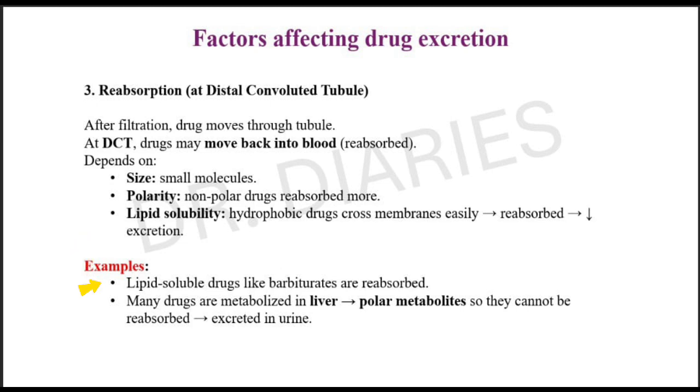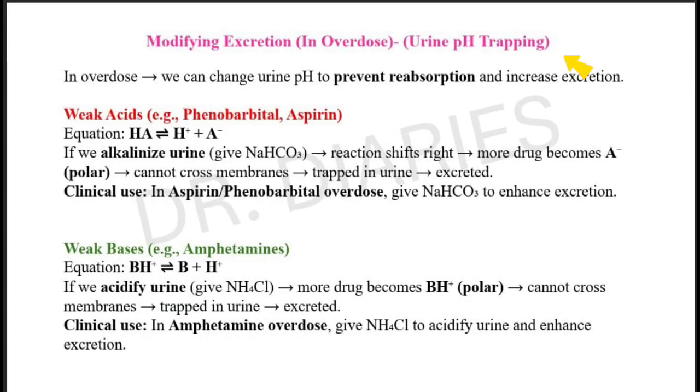Excretion. Examples: lipid-soluble drugs like barbiturates are reabsorbed. Many drugs are metabolized in the liver into polar metabolites, so they cannot be reabsorbed and are excreted in urine. Modifying excretion, in overdose: urine pH trapping. In overdose, we can change urine pH to prevent reabsorption and increase excretion.